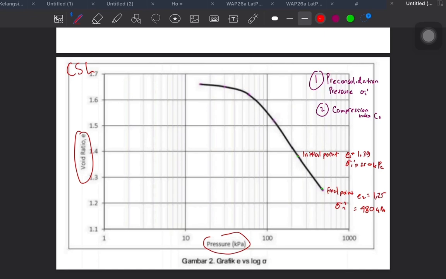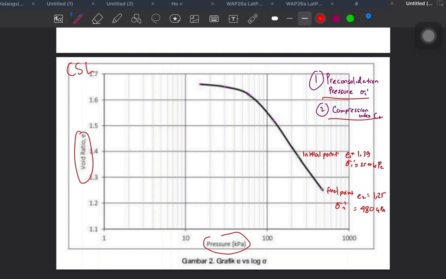Hello guys, good morning. For the consolidation chapter, at least you have to know how to use three diagrams. The first diagram is the pressure and the void ratio diagram. You can use this diagram to calculate the pre-consolidation pressure and the compression index. The first thing you have to know is how to read the diagram. The x-axis is the log scale of the pressure and the y-axis is the void ratio.